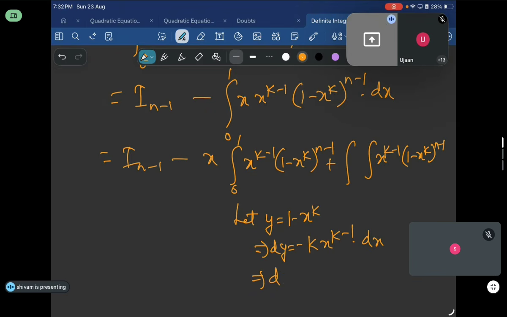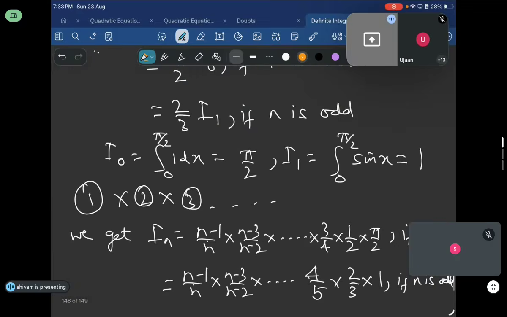So what is dx? dy by minus k is equal to x power k minus 1 into dx. Okay, so we can substitute in both the cases.